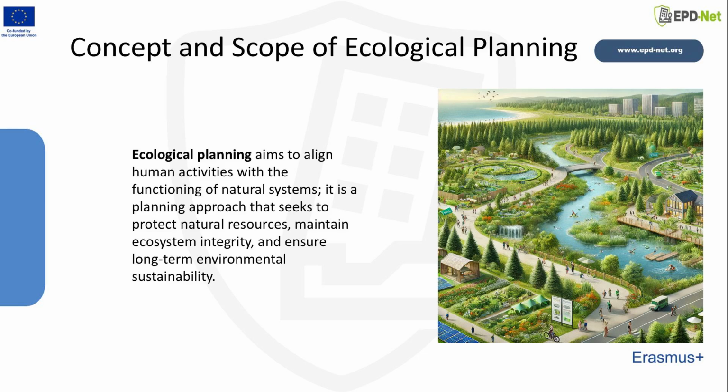According to Steiner, planning is a process that translates knowledge into action. Ecological planning, however, grounds this process in ecological principles, considering natural and social systems together. Therefore, ecological planning is not merely an approach focused on environmental protection, but offers an analytical decision-making framework for determining which land use is appropriate where, to what extent, and under what conditions.